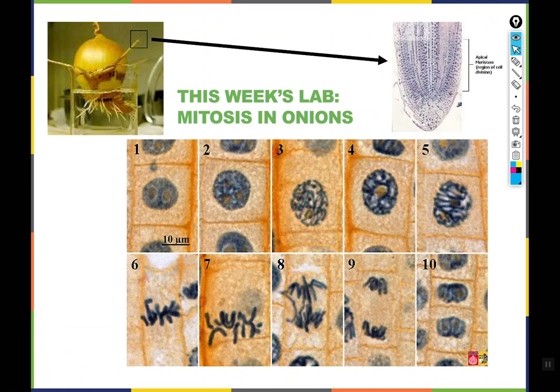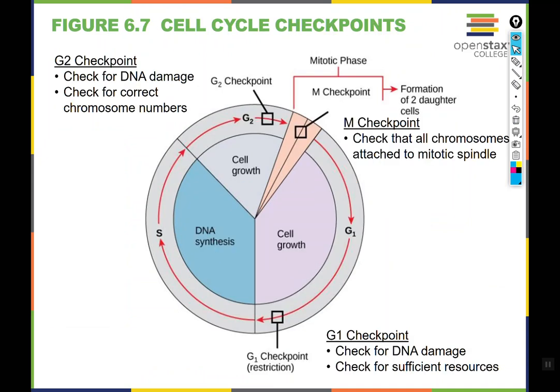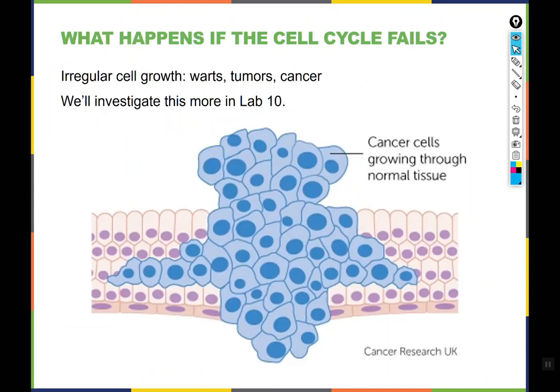So this last week in lab, I asked you to look at mitosis in onion root tips. So the apical meristem, which is the dividing region of an onion root tip, contains lots and lots of cells that are busy undergoing mitosis. So you can see that here. We already covered that.